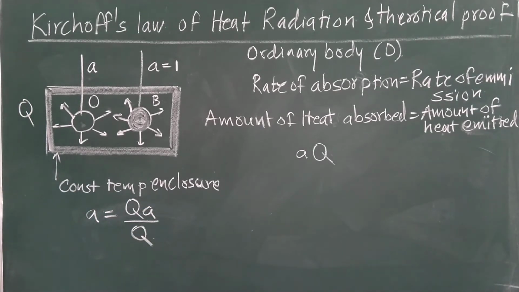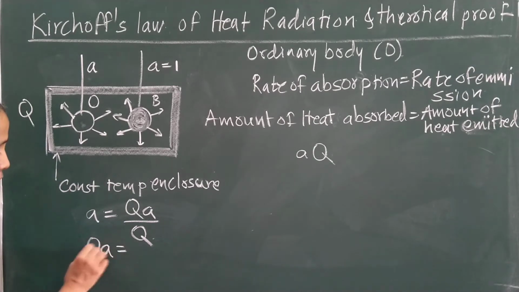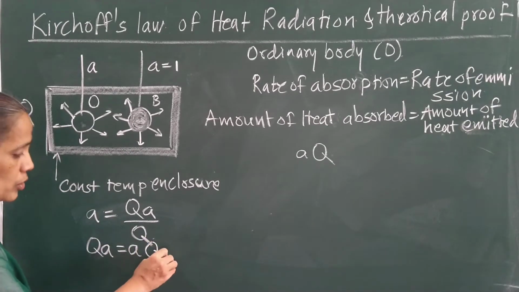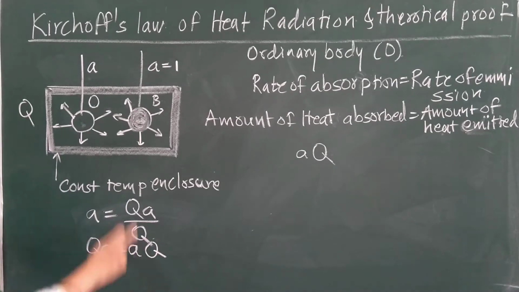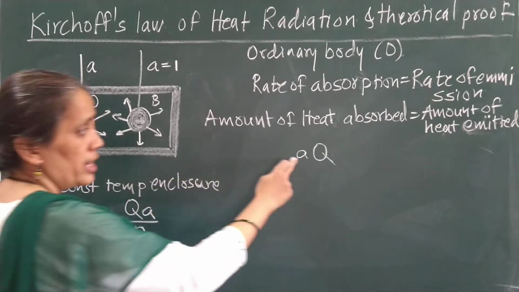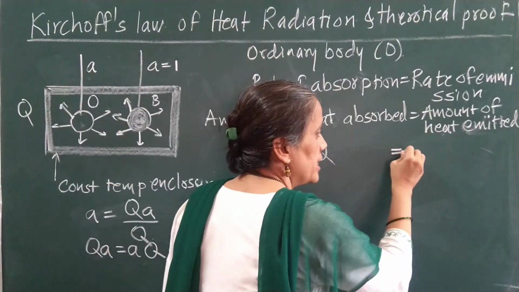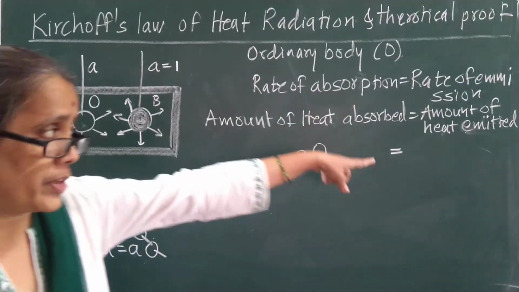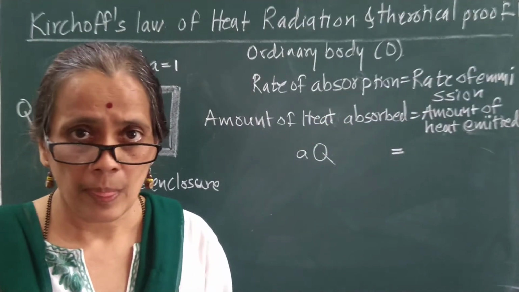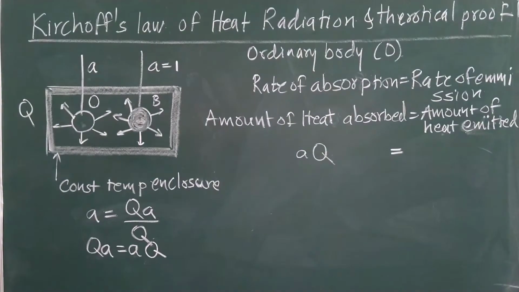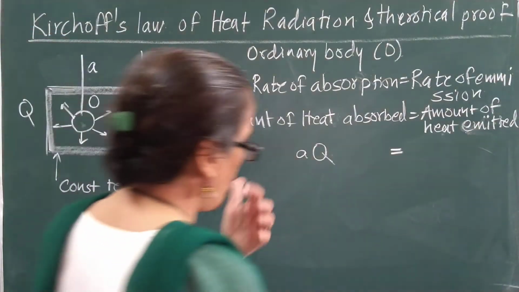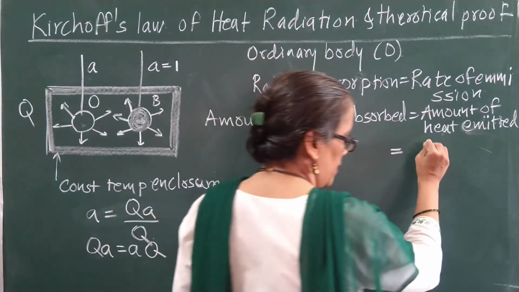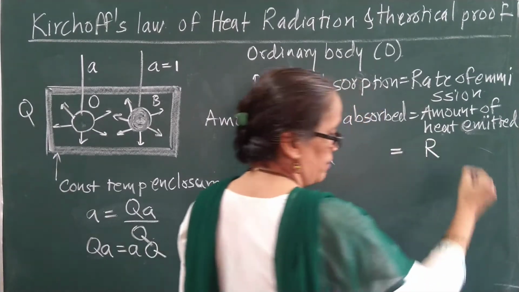This definition we have seen. So I say that the amount of heat absorbed, QA, is equal to A into Q. A is the coefficient of absorption of the ordinary body. So the amount of heat absorbed is nothing but AQ. It is equal to the amount of heat emitted. How much heat will get emitted? The amount of heat emitted is called the emissive power, which is nothing but R.